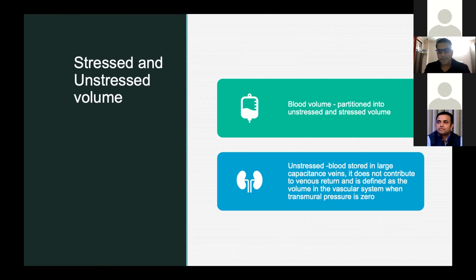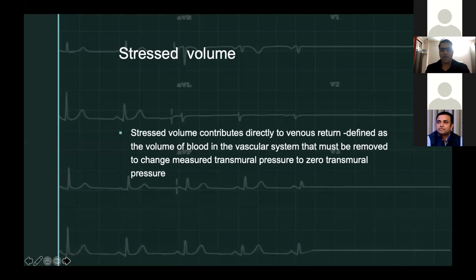And the stressed volume actually contributes to the cardiac preload, and it contributes directly to the venous return. And by definition, it is the volume of blood in the vascular system that must be removed to change the measured transmural pressure to 0 transmural pressure.